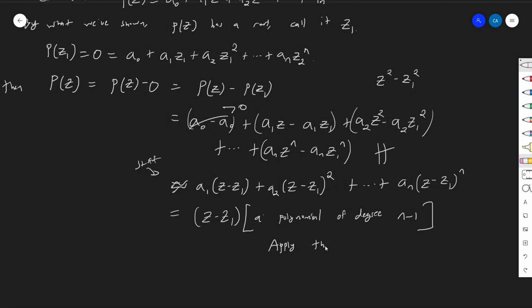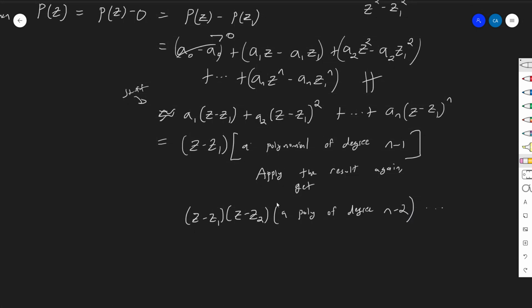Apply the result again. You get z minus z1 times z minus z2 times a polynomial of degree n minus 2, and then dot dot dot, right? And so that's why it's important to mention that multiplicity thing, because there's no guarantee that these z's that I'm pulling out aren't the same as some previous ones. But it is kind of n roots just in the way that I extract that information. I don't know what I'm going to pull out, but I am going to pull out n things. And so that's it. That is the whole thing.